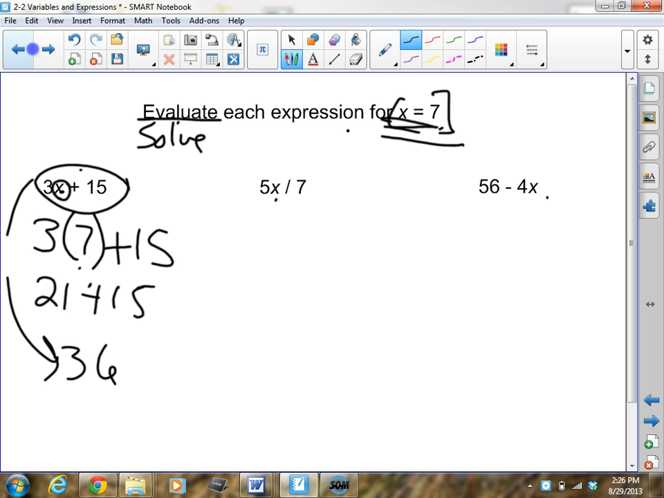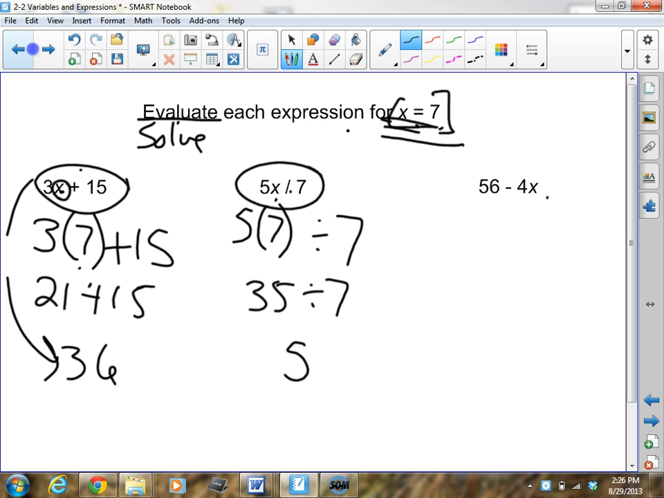Let's do another one. 5x divided, remember that's a sign for division, divided by 7. So once again I'm going to substitute x equals 7. So it's going to be 5 times 7 divided by, I'll use this sign, 7. So I'm going to solve this first. It's going to be 35 divided by 7, and the answer is going to be 5. So this solution is that right there. When I put 7 in for x, I get 5.